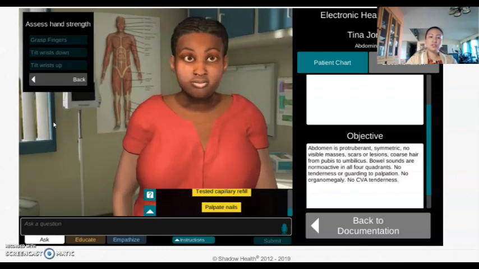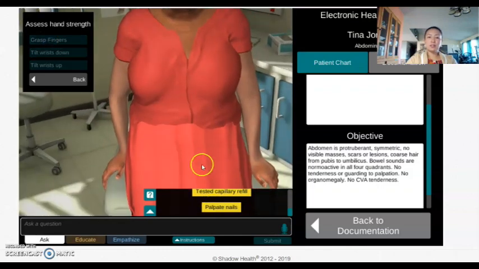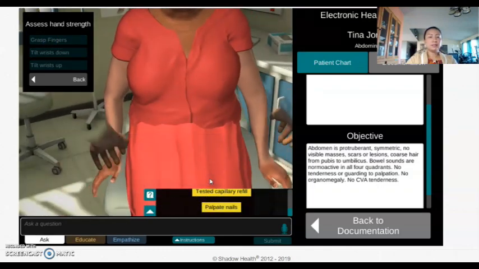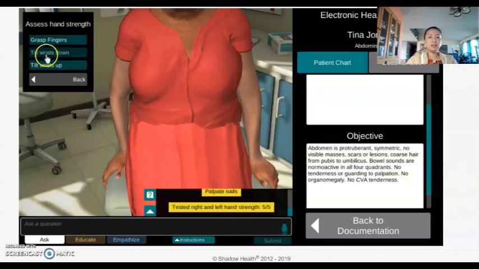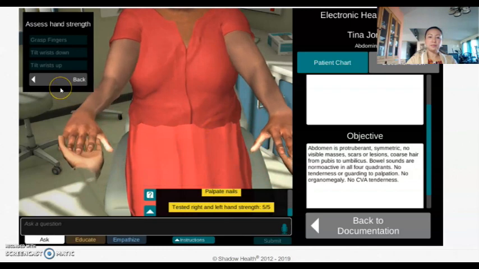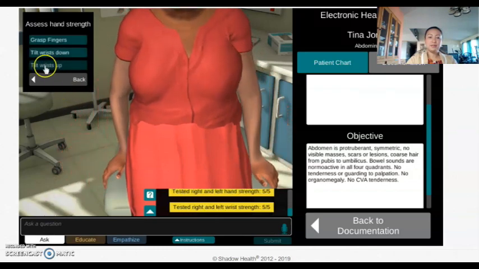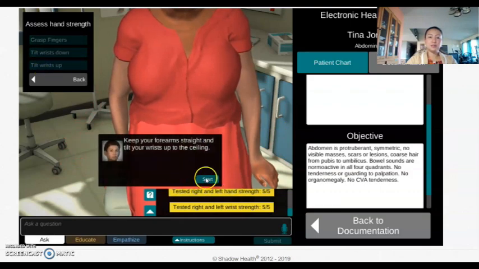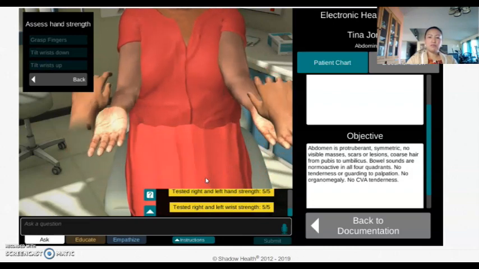Okay, now I'm going to check the hand strength. I am going to ask the patient to grasp my fingers. There you go. And I am going to ask her to tilt the wrist down. Very good. Good job, Tina. And this time, I'm going to ask her to tilt the wrist up. This is also to check the range of motion.